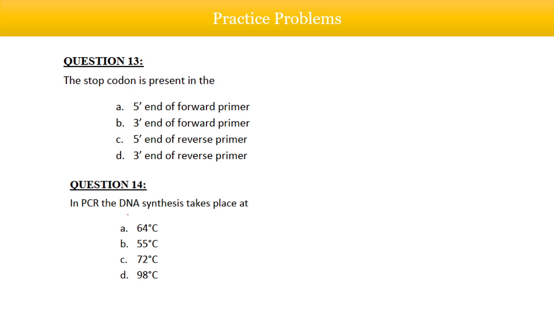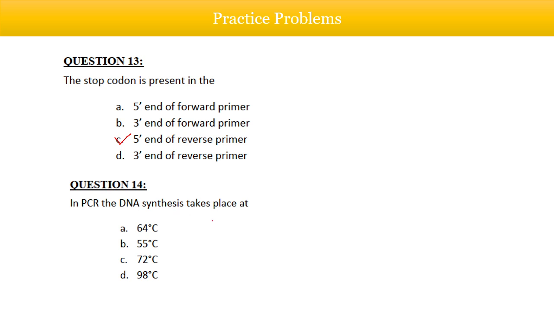The stop codon is present in the 5' end of the forward primer, 3' end of the forward primer, 5' end of the reverse primer, or 3' end of the reverse primer. So what is the stop codon for? When the mRNA is made, the stop codon has to be in the 3' end. So therefore it will be in the 5' end of the primer, but in the reverse primer, not in the forward primer, because the forward primer will code for the starting sequence.